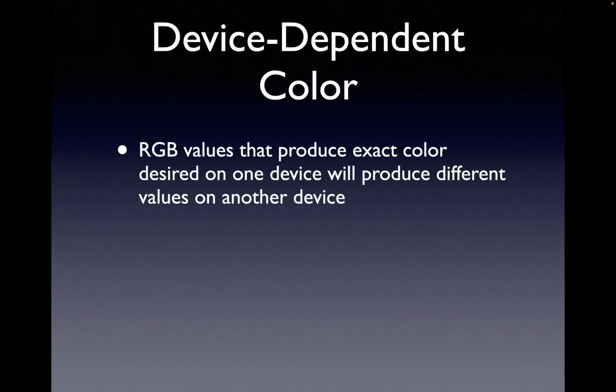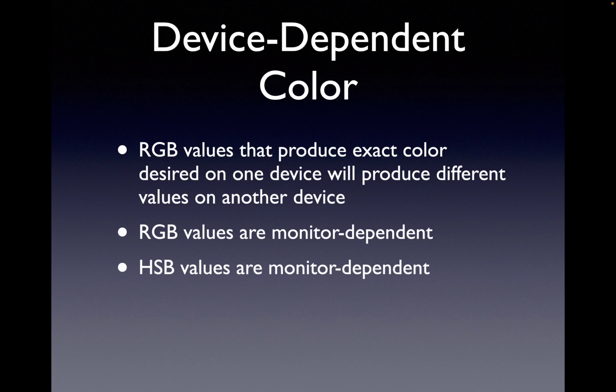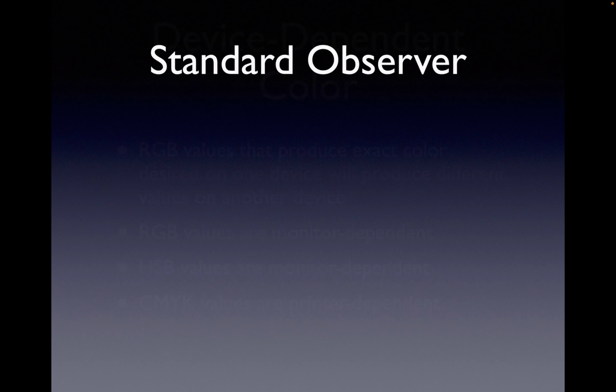That's just not sustainable. That is not a color managed workflow. So we are going to eliminate that ambiguity. RGB values are monitor dependent. HSB values are also monitor dependent. CMYK values are printer dependent. So how did they solve this problem?